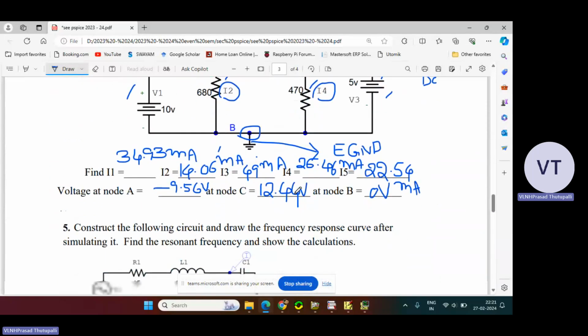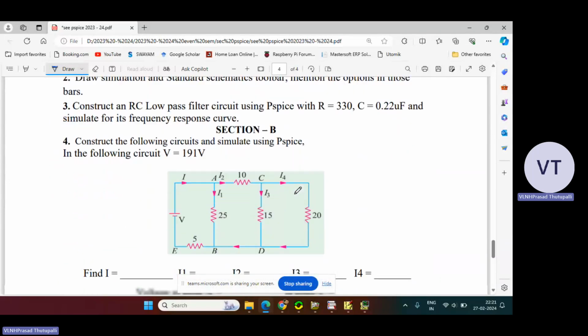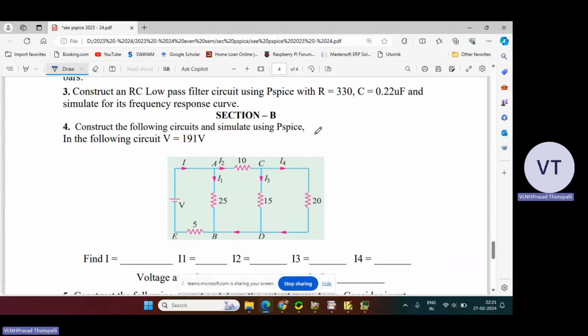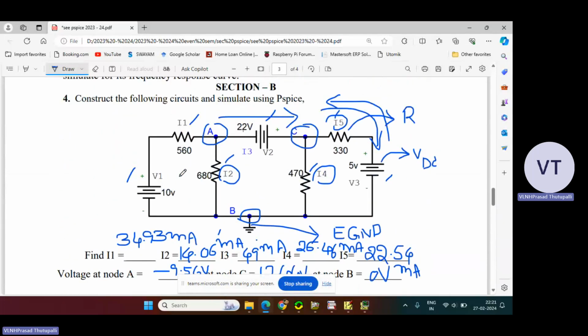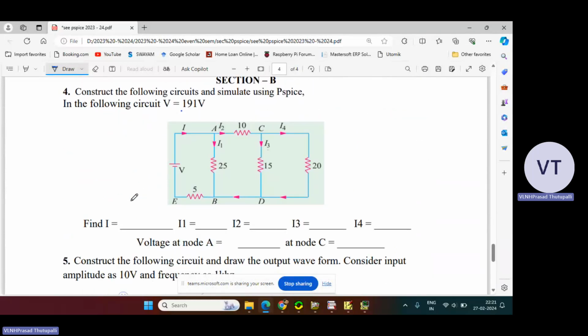And in another set, construct the following circuit and simulate using PSpice. In the following circuit, V is equal to 191. In all these circuit diagrams, I mentioned the value of this VDC, that is 10 volts, 5 volts. But here in this problem, I have given the V value separately. So here the V value is 191 volts. Construct the same. Rest all the things are the same, right?